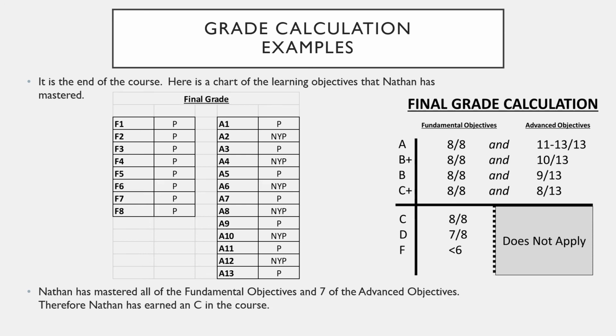Let's look at one more scenario. It is now the end of the semester. Nathan has mastered all of the fundamentals. He has mastered 1, 2, 3, 4, 5, 6, 7 of the advanced. Therefore, Nathan has mastered all of the fundamentals, but has not mastered enough of the advanced to earn a C+. Therefore, Nathan's grade for the semester is an 8 out of 8, which yields him a C for the final grade in the course.